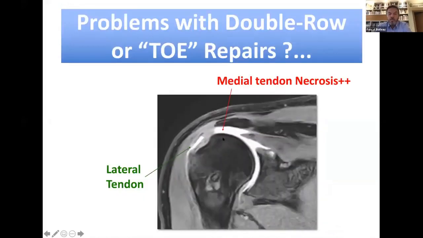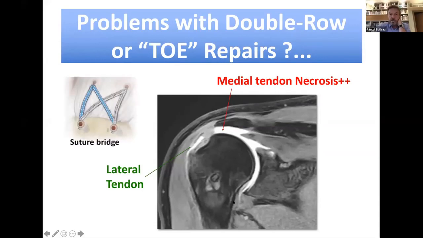So then I moved to the double row technique and to the transosseous equivalent repairs, which is called the suture bridge, which is the most popular cuff repair, I think. But I stopped doing this kind of repair, and I will tell you why, because I observed some medial necrosis of the tendon, not only from myself, but from colleagues.